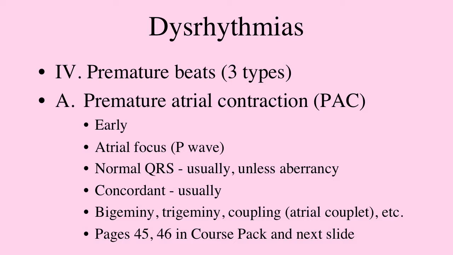If we move forward to number 4 in the outline, I want to talk next about premature beats. There are 3 types of premature beats. The first type is called a premature atrial contraction, or PAC. If you look on page 45 in the course pack, you can see at the top you have a normal beat, and then another normal beat, and then another normal beat, and then the next beat where the arrow is an early beat, but it looks normal. And that's considered to be a PAC.